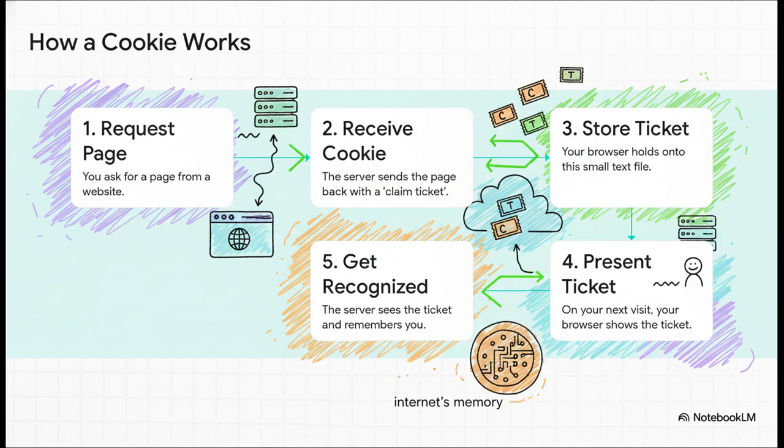So the whole process is really straightforward. First, you show up at a website. The server sends you the page and says, "Hey, hold on to this claim ticket for me." Your browser tucks it away. Then, the next time you go to that same site, your browser automatically holds up the ticket and says, "Hey, it's me again. Here's my ticket." And the server just looks at the ticket, knows exactly who you are, and can then pull up your shopping cart or remember that you're already logged in.